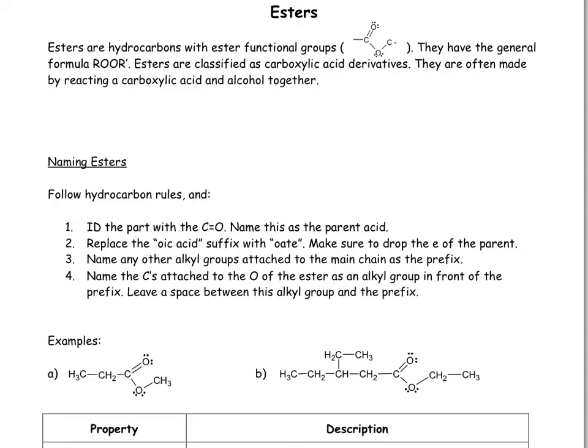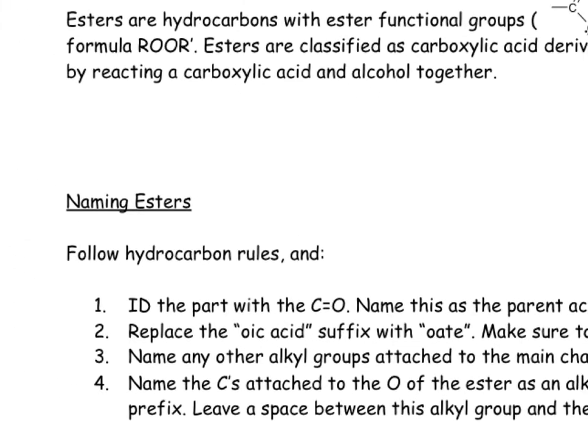Esters are classified as carboxylic acid derivatives. They are often made by reacting a carboxylic acid and an alcohol together. Here is a simple example. If we take methanoic acid and react it with methanol, I have the ingredients to make an ester. I have a C, I have an O, and a C with a double bond.